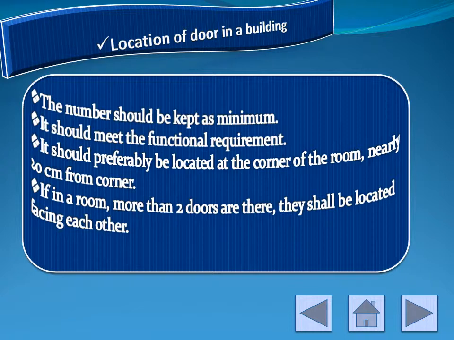The next slide is on the location of doors in the building. The number should be kept to a minimum. It should meet the functional requirements. It should preferably be located at the corner of the room, nearly 20 cm from the corner. If in a room more than two doors are there, they shall be located facing each other. That talks about the matter of ventilation, that means the breeze, so that people living inside will be secured.